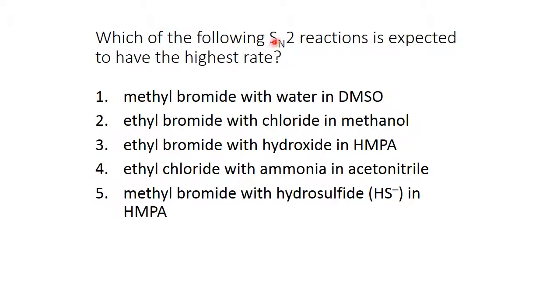Which of the following SN2 reactions is expected to have the highest rate? Okay, let's go ahead and look at each of these. We've got methyl bromide, ethyl bromide, ethyl bromide, ethyl chloride, and methyl bromide. Right off the bat, I'm going to say methyl bromide probably is going to be a faster SN2 because methyl is faster than ethyl. There's one less carbon there to get in the way. So for steric hindrance, methyl bromide is going to be faster.